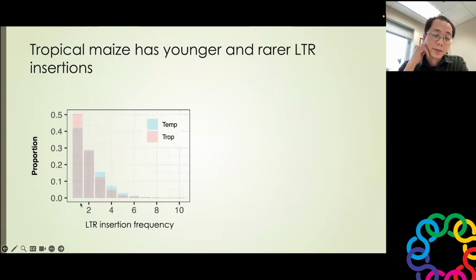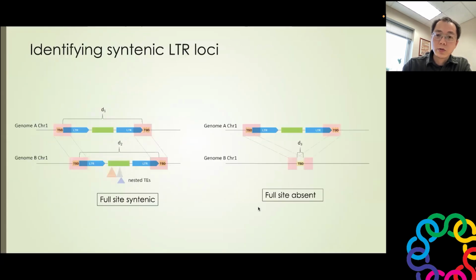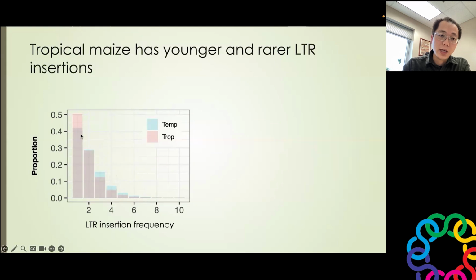So of course, most insertions are rare. Changing from here, this is one insertion and this is two insertions. And if the insertion is present in 10 genomes, this is 10 insertions. That's what you see here. So most of the LTRs are rare and some are all shared. And we saw the difference between temperate and tropical maize.